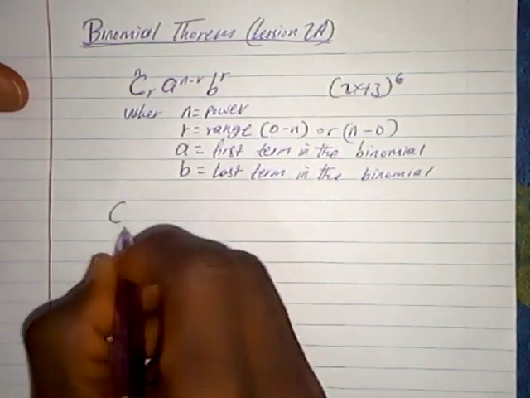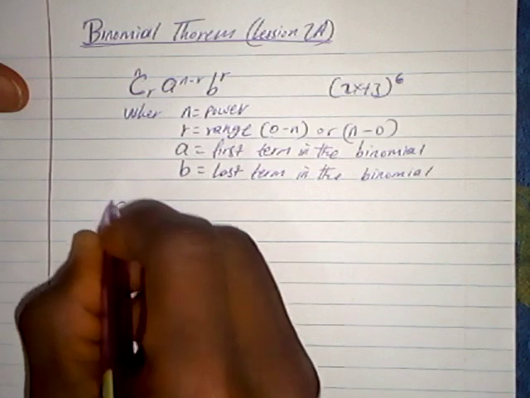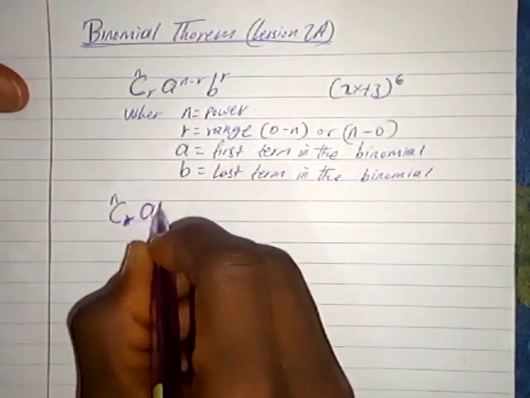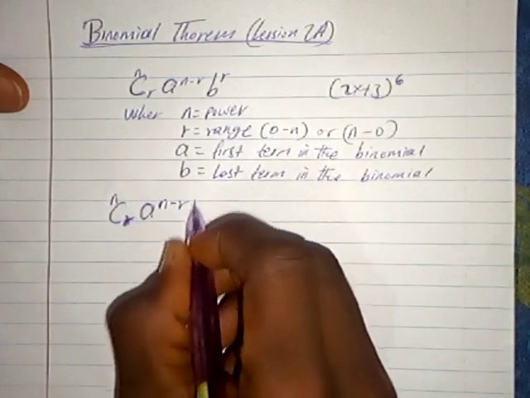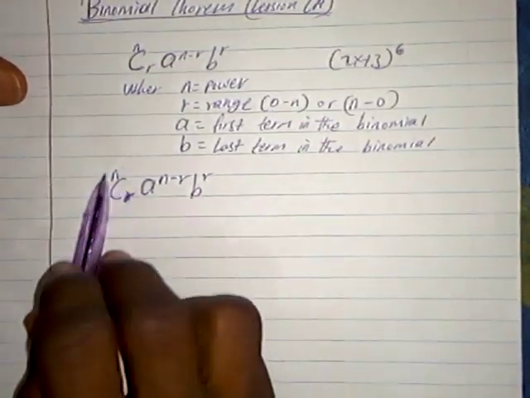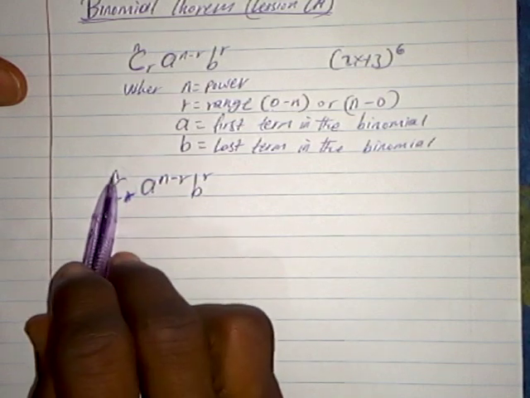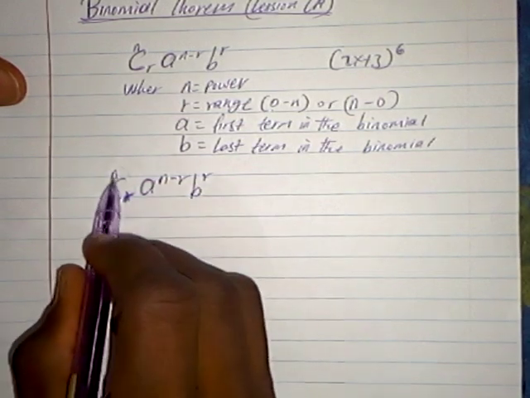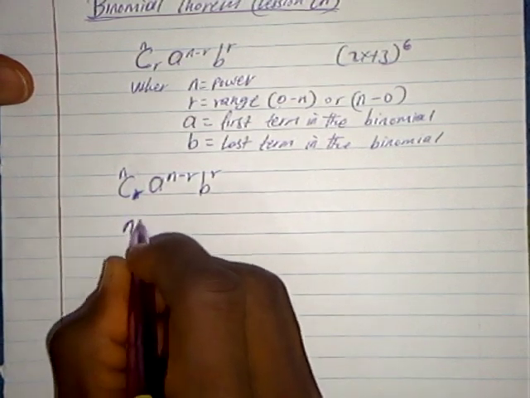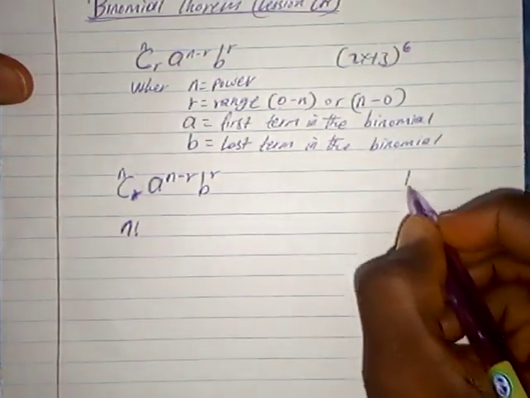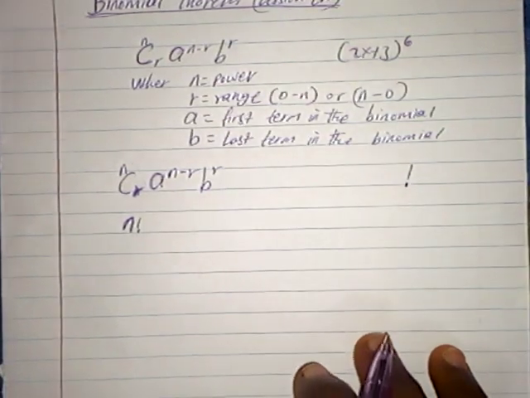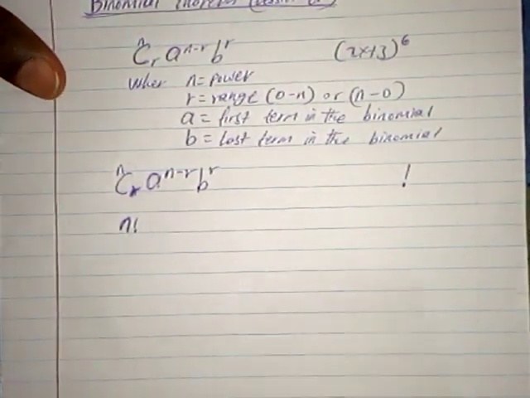Now let's see how we can understand the formula in using it, right? So now let's say n combination r, the power n, a raised to the power n minus r, b raised to the power r. Use it. Now how are we going to work for this combination? n combination r. We are going to say what? n factorial. This sign we call it factorial in mathematics, right? Good. So we are going to say n factorial, right?